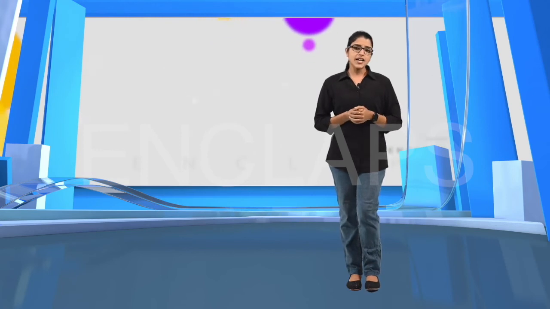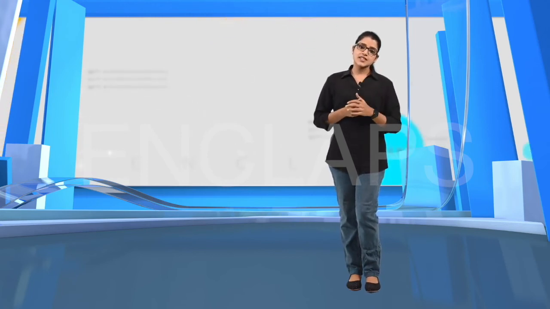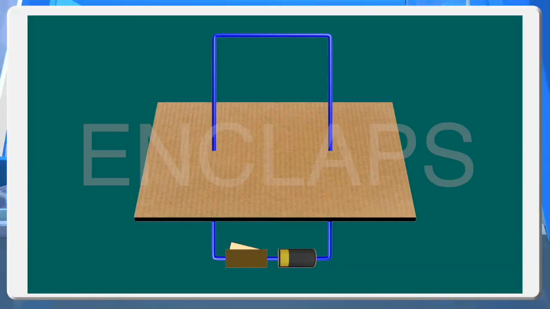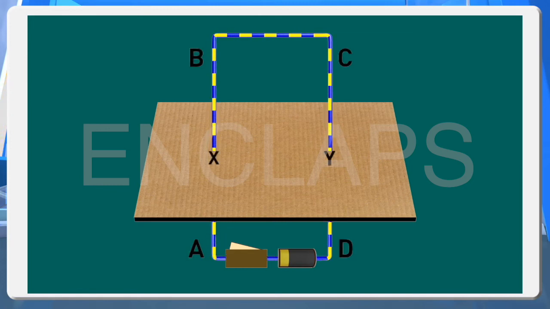Now, let's find out the direction of magnetic field through an experiment. Here, the conductor is inserted through a cardboard and kept in a vertical position. It's connected to a switch, battery and rheostat. The portions passing through the cardboard are marked as X and Y.